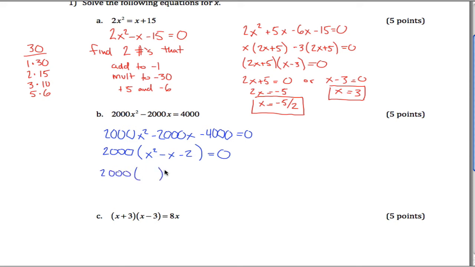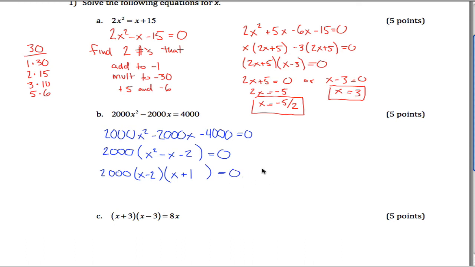So that means that's going to factor as x plus or minus something, x plus or minus something. So we need two numbers that multiply to negative 2 and add to negative 1. See, multiplying negative 2 and positive 1 would also add to negative 1. So we get to here.